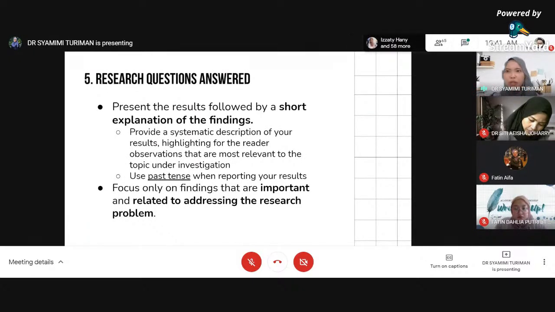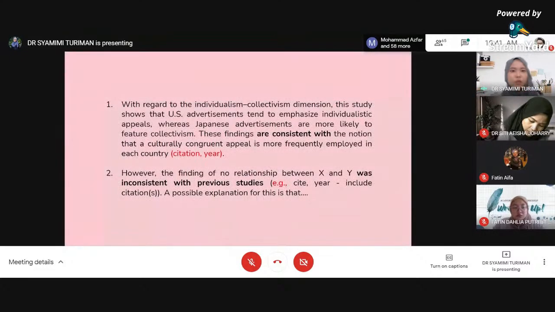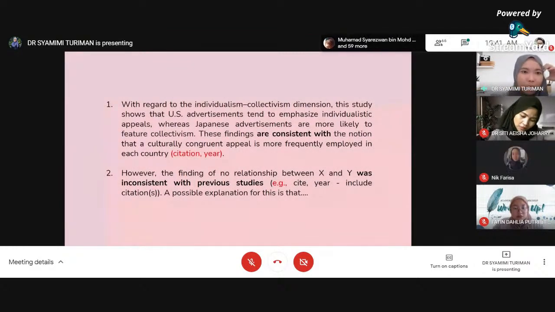And also make sure that you discuss. Oh no, that's another section. Discussion is in chapter 5, right? So these are some suggestions. These are actually taken from the source of the thesis that I have referred to as an example.